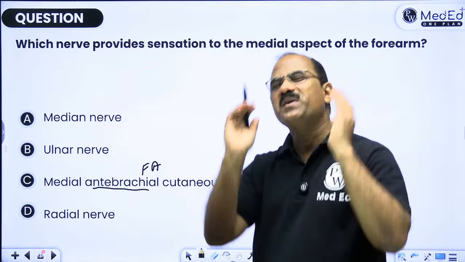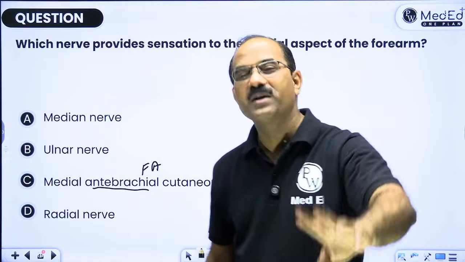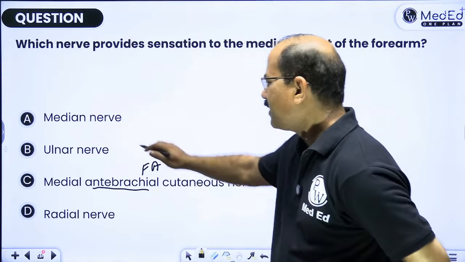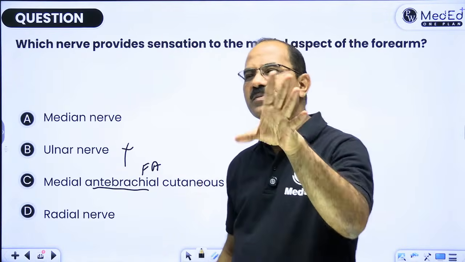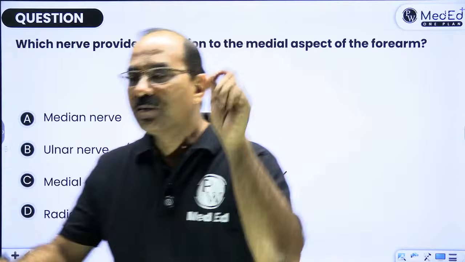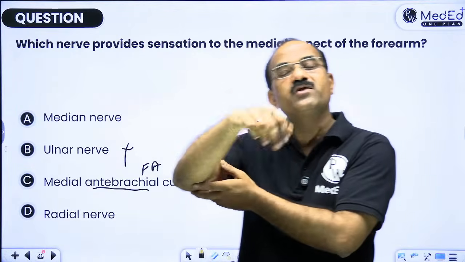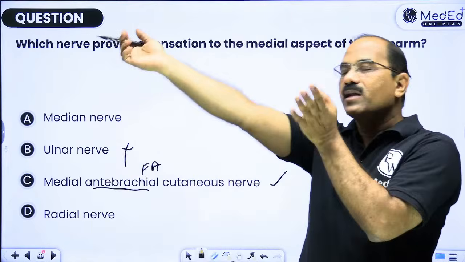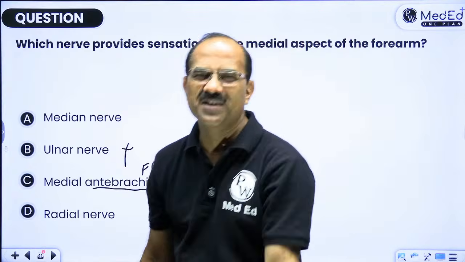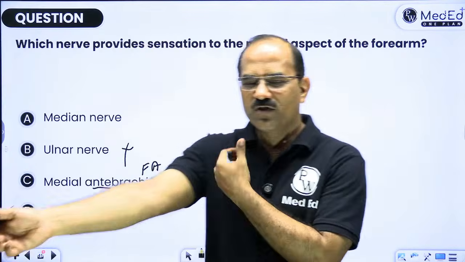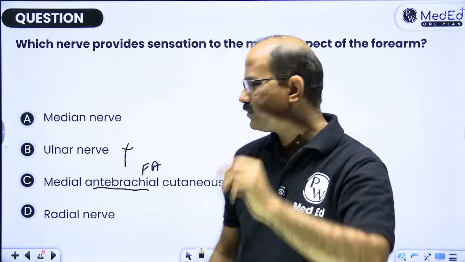It's the medial cutaneous nerve of forearm, which is a branch of the brachial plexus. Ulnar nerve does not supply the skin on the medial aspect of the forearm. It is the medial cutaneous nerve of forearm, a branch of the medial cord of the brachial plexus. The medial cutaneous nerve of arm is also a branch of the medial cord of brachial plexus. So medial cutaneous nerve of arm and medial cutaneous nerve of forearm are branches of the medial cord of brachial plexus.